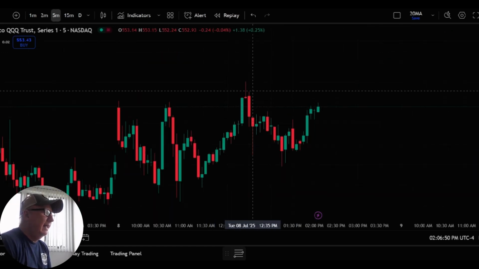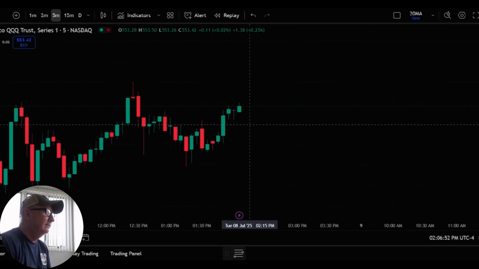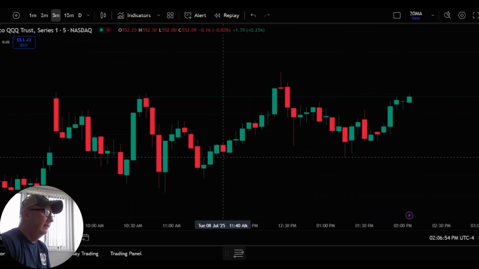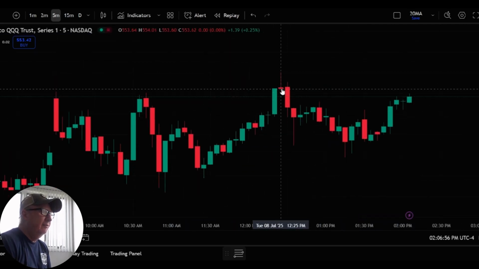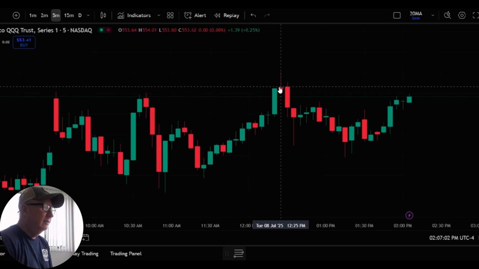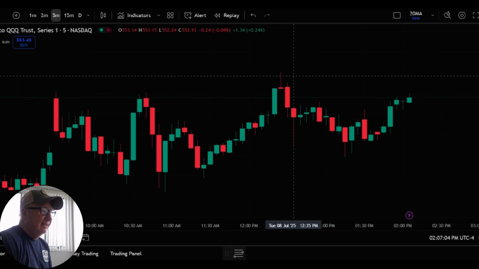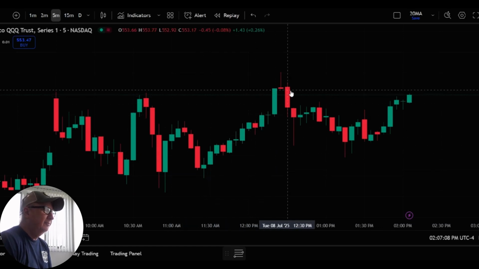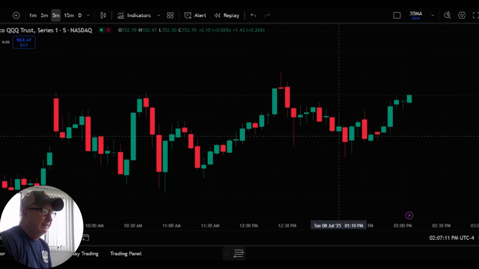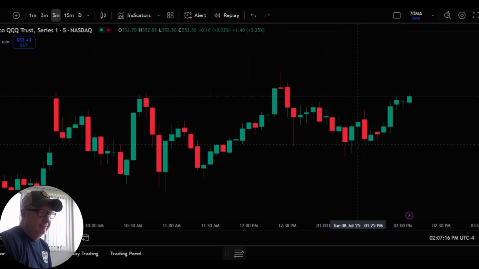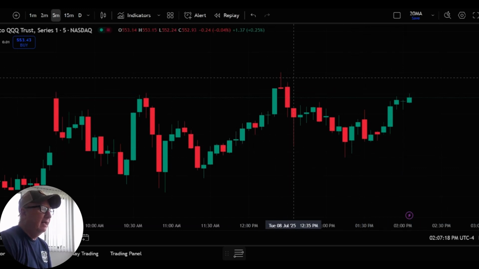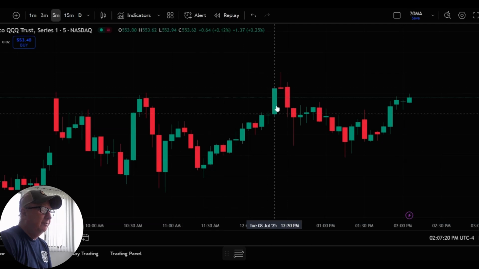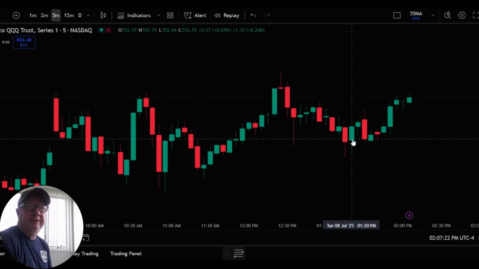So you can only have a topping tail, and I'll zoom in on this so we can see it even a little better. This is a topping tail. It's also basically what's called a gravestone doji, but it's a topping tail because it happens after an uptrend. Bottoming tails after a downtrend, which usually mean the price is moving higher. Topping tails after an uptrend, which usually means the price is moving lower.